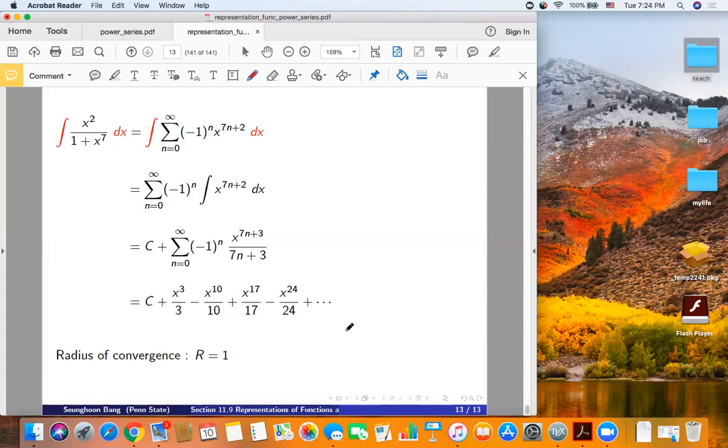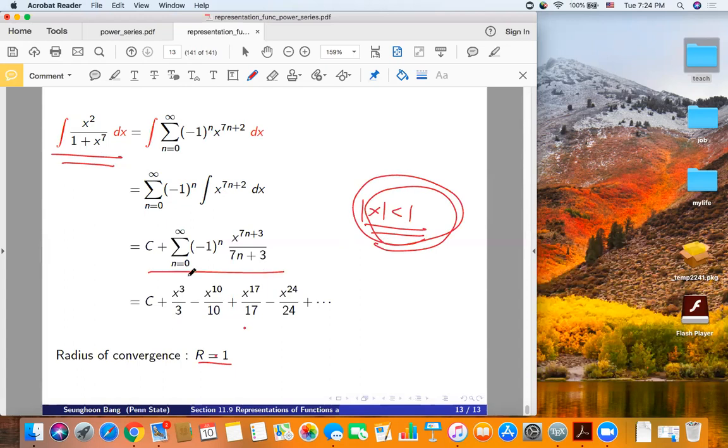What is the meaning of the radius? In this problem, the radius is exactly 1. What does it mean? x is only in this domain. This integral is exactly the same as the power series, but when the absolute value of x is greater than 1, it is not in the domain. The integral of x squared over 1 plus x to the 7 dx is not equal to the power series. This is the exact meaning of radius of convergence.